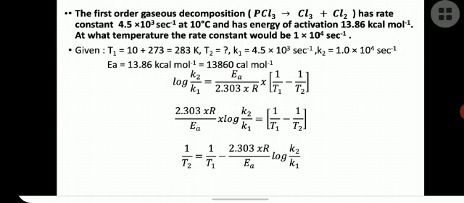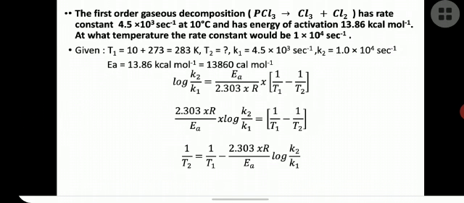Now, the next problem. The first order gaseous decomposition of PCl3 gives Cl3 plus Cl2 has rate constant 4.5 into 10 raised to 3 per second at 10 degree Celsius and has energy of activation 13.86 kilocalories per mole. At what temperature would the rate constant be 1 into 10 raised to 4 per second? I will read the problem again.